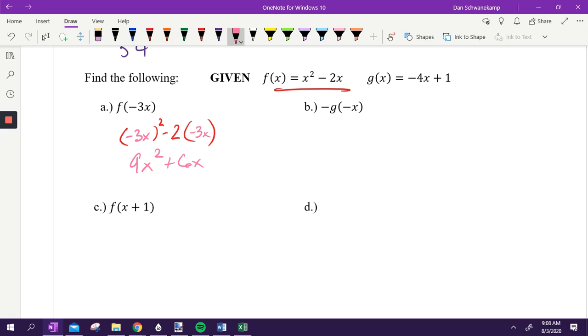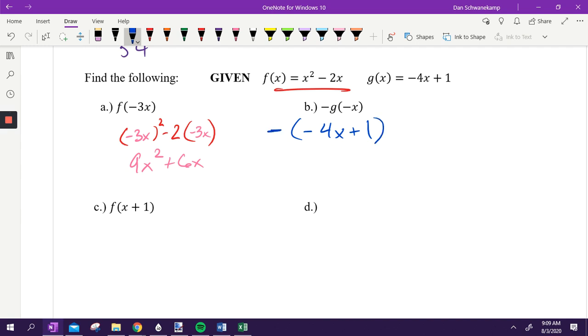Good job. Then I've got negative g of negative x. Kara, what'd you do with that? Yeah, so she's going ahead and distributing that negative sign. That's perfectly fine. I'm going to do it the other way just because I'm trying to be a good math teacher and doing it the right way. But yeah, I don't disagree with what you're doing there.